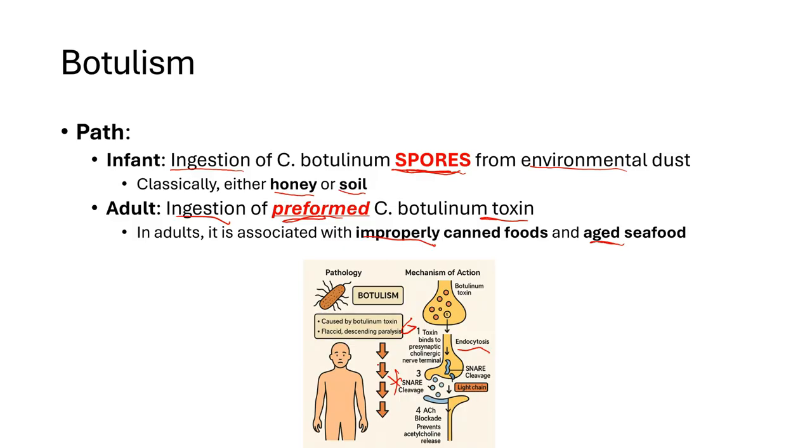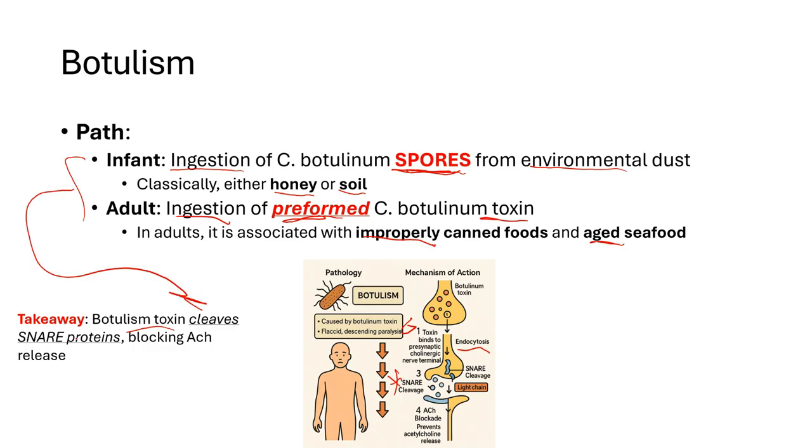This leads to flaccid paralysis. So what's the big takeaway here? The big takeaway here is that the botulism toxin, no matter which way it enters, eventually is going to cleave these SNARE proteins. By cleaving that, you lead to blocking of your acetylcholine release. So understand how these are ingested, spores versus preformed toxin, and understand what they are damaging, your SNARE protein.